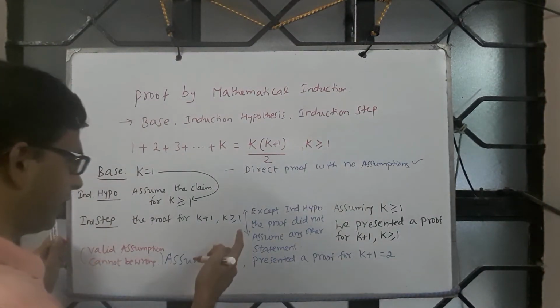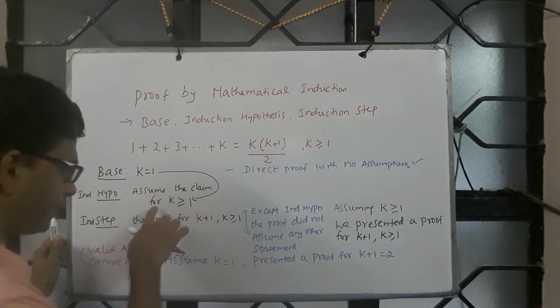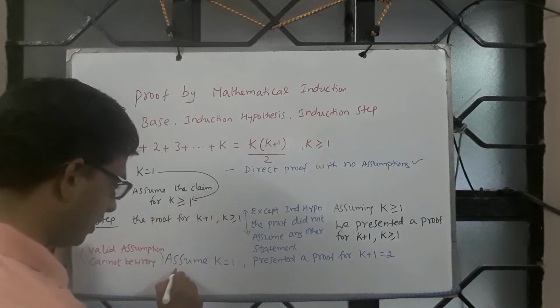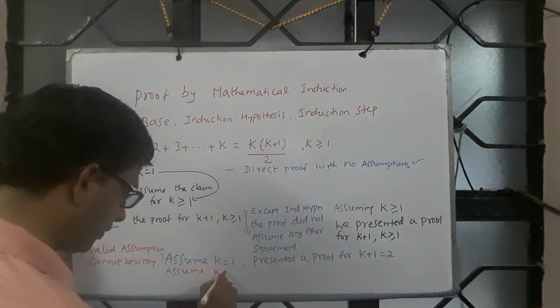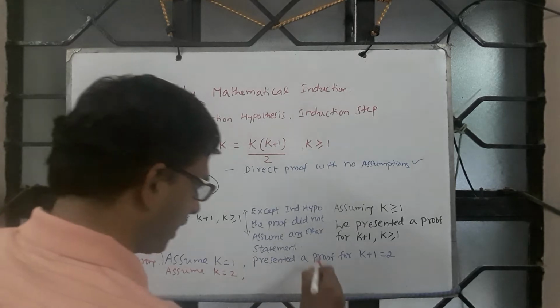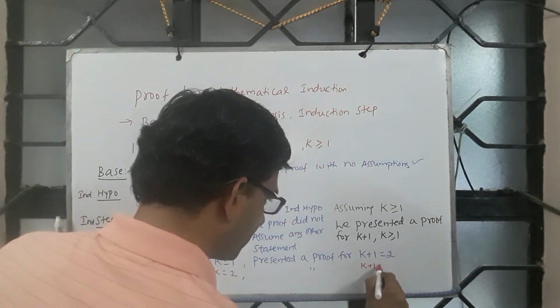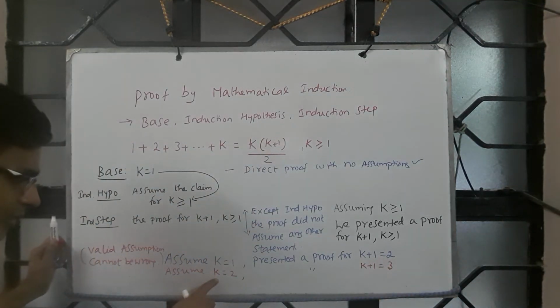Okay. Now again look at this. It says assume the claim is true for k is at least 1. It could be 2. Now assume k is equal to 2 and follow this argument. We presented a proof for k plus 1 is equal to 3. Now we are assuming this.